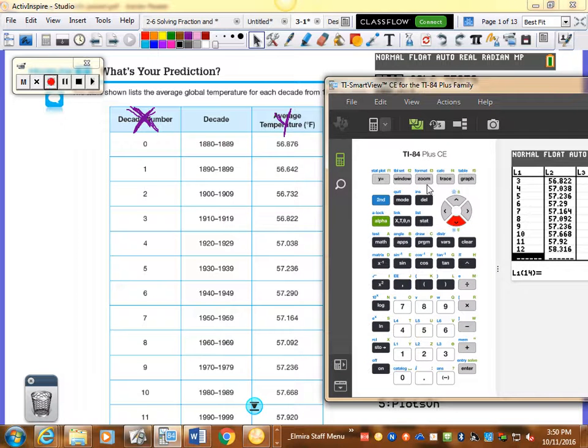Okay. Arrow over to L2. I will say that it sometimes doesn't like to arrow. There we go. Arrow over to L2 and enter in all this data.